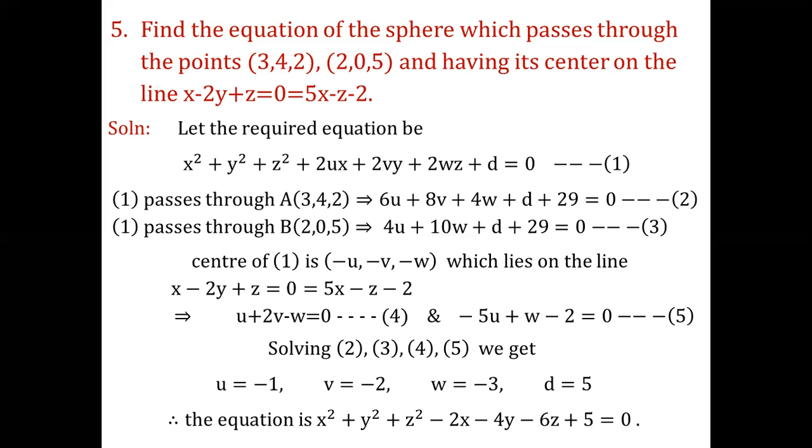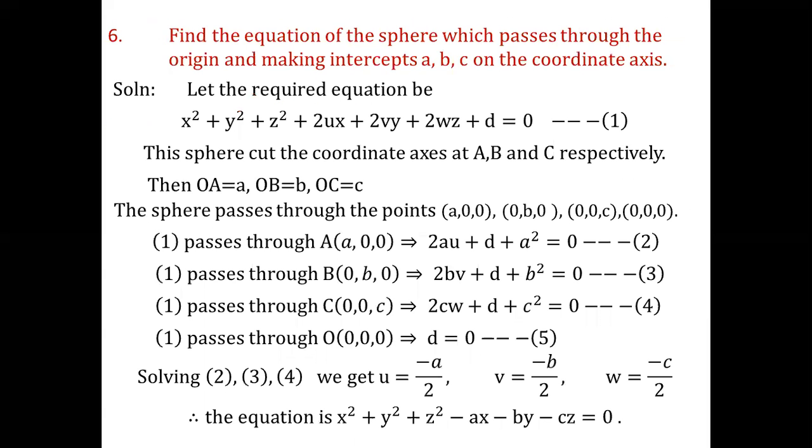Now we have equations 2, 3, 4, 5. By solving these equations, we are going to get the values of u as minus 1, v as minus 2, w as minus 3 and d as 5. Substitute these values in equation 1. So the equation of the required sphere is x square plus y square plus z square minus 2x minus 4y minus 6z plus 5 equal to 0.